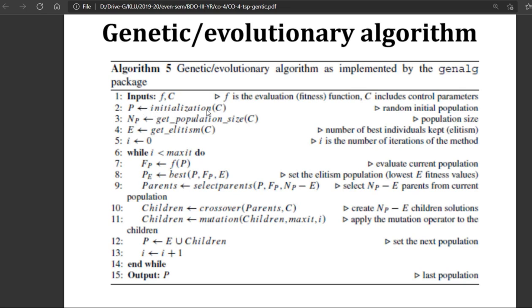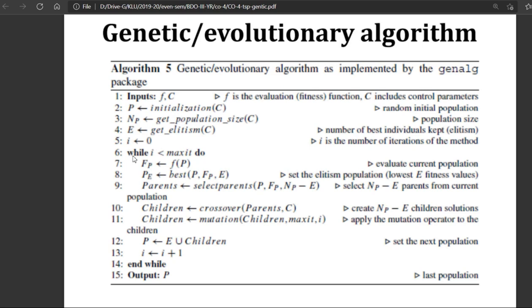The second step is initialization. So we have to generate a population of n solutions. In the third step, we will get the population size from the control list parameter. In the fourth step, we will extract the number of elite members, and the fifth step is a loop variable.